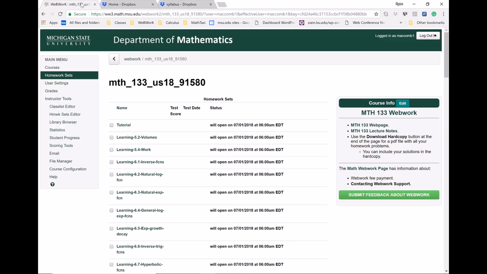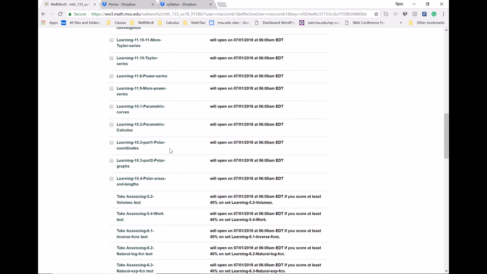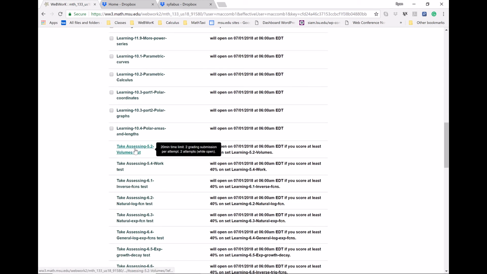So let me go ahead and show you an example of one. Down here we have all the learning stuff, and then at the bottom right we have the assessing stuff. So here's the assessing 5.2 volumes test. First of all, normally this will be open starting at the first day of class, but you do have to get at least 40% on the learning stuff. So you have to try the learning stuff before you go to the assessing ones. I do want you to take a look at those, but once you score at least 40%, which is nowhere near 100, and you feel like you're starting to get it, you can come over here and take it.